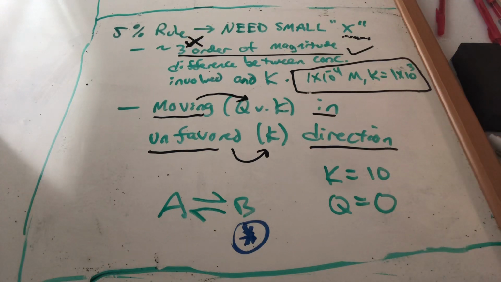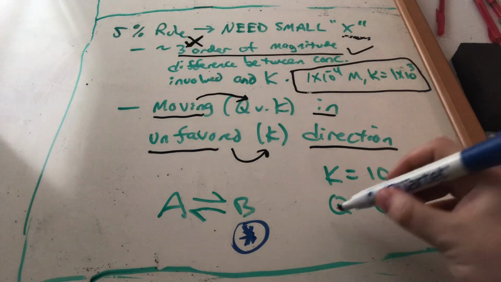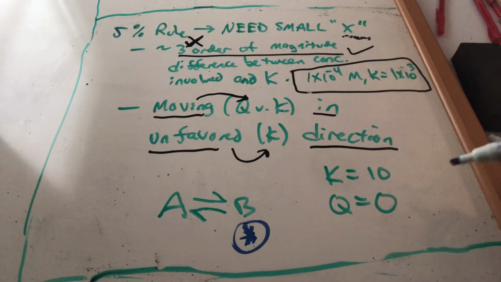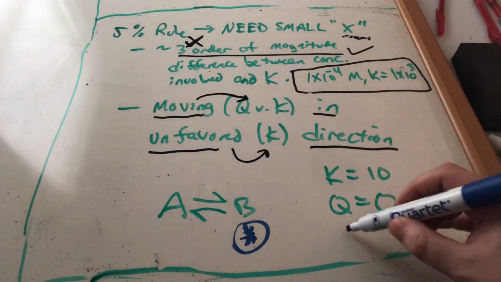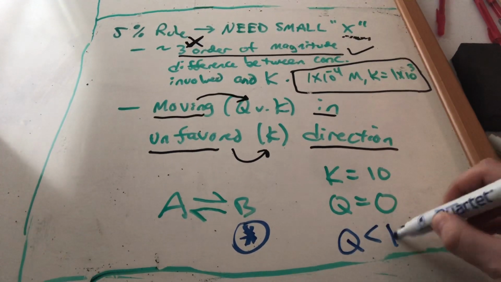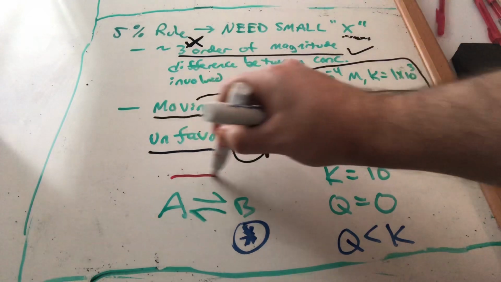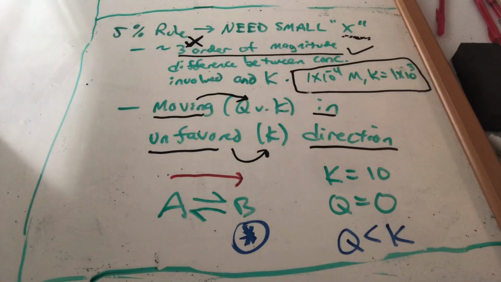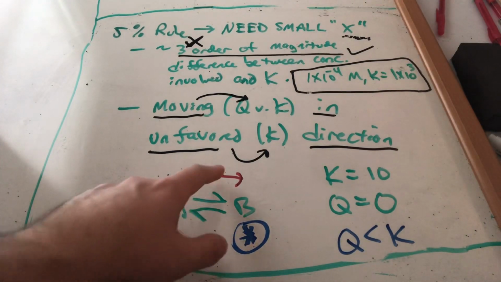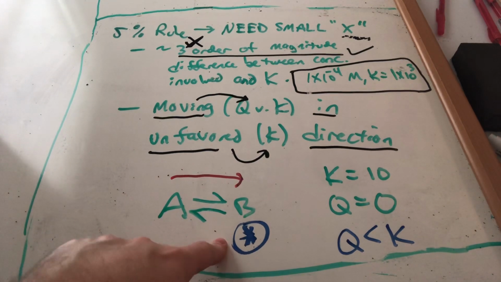Well, let's do a Q versus K check. So you're given some initial information and you figure out, well, Q is 0, right? So in this instance, with these numbers, Q is less than K. Well, if Q is less than K, in which direction are we moving? We're moving towards the product side, right? Wait a second. We're moving towards the favored side.